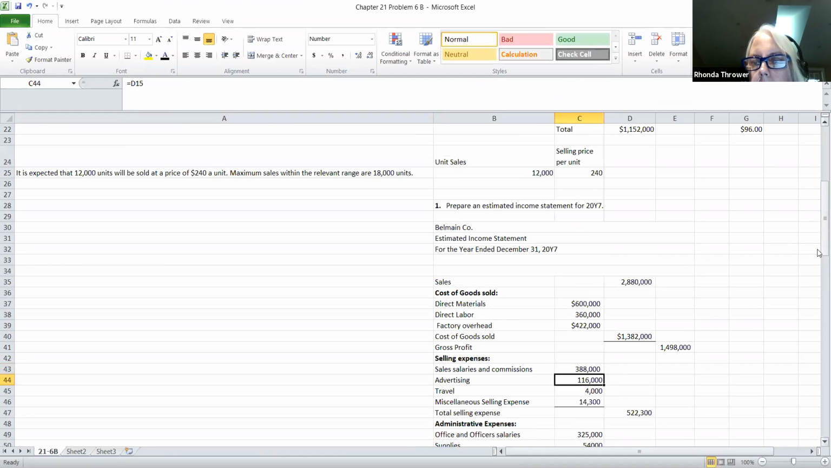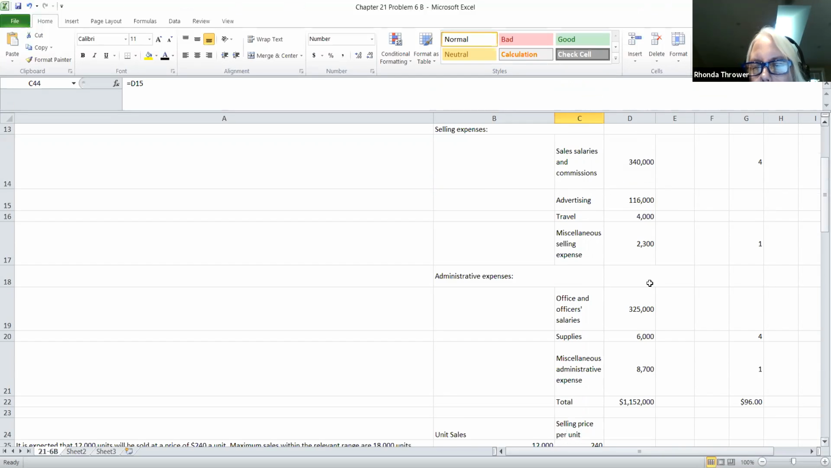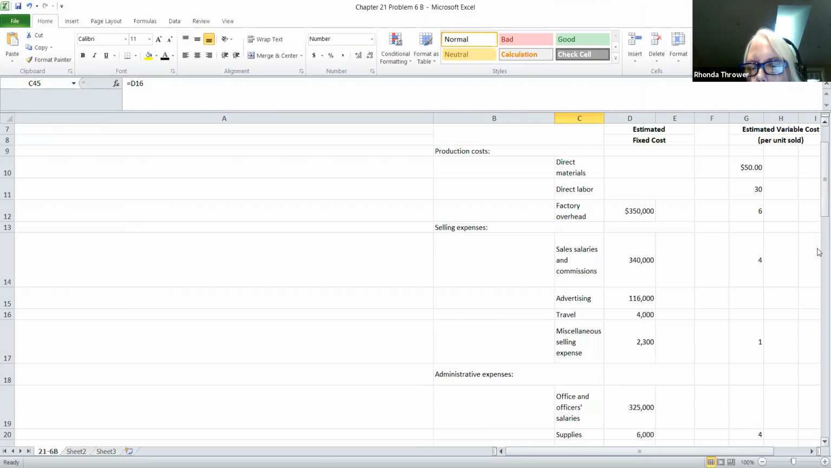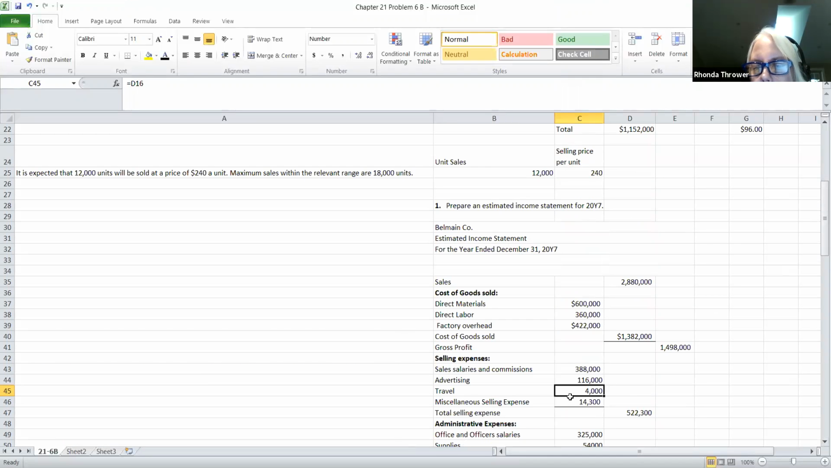For your advertising, notice in your selling expenses, advertising, there's no variable cost portion of this. There's only fixed cost. So all of advertising is going to be a fixed cost of 116,000. Your travel is also considered to be just a fixed cost. You're in the fixed cost column here, and there's no variable portion of this. So 4,000 is the total fixed cost, which is also the total of the travel expense.